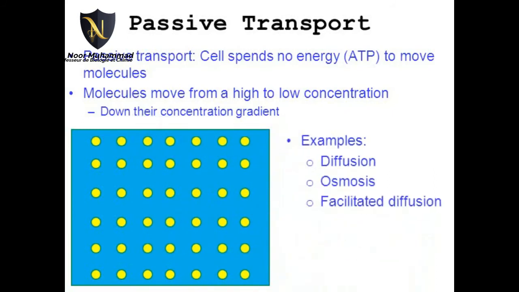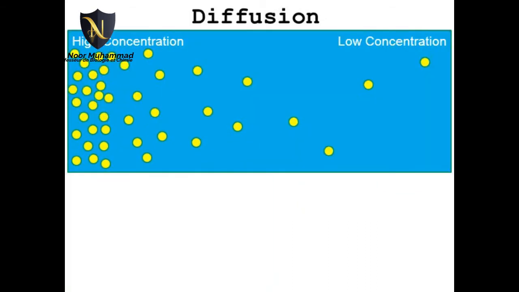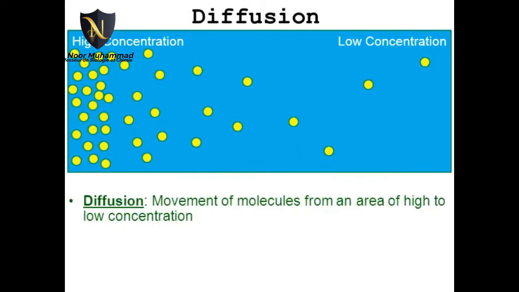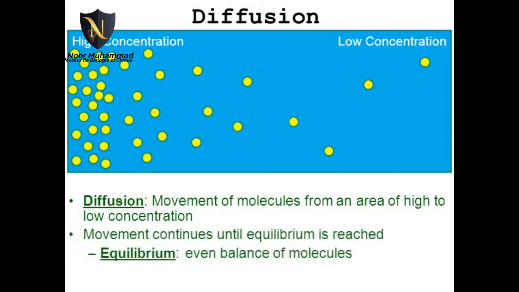Examples of passive transport, and that's what the rest of this video is going to discuss, are diffusion, osmosis, and facilitated diffusion. So let's go into diffusion first. Okay, when we look at diffusion, again, we have a simple definition here. It's the movement of molecules from an area of high to low concentration. And as we said a moment ago, it's an example of passive transport, so no energy is required. The movement of these molecules is going to continue until there's an equilibrium, a state of balance.